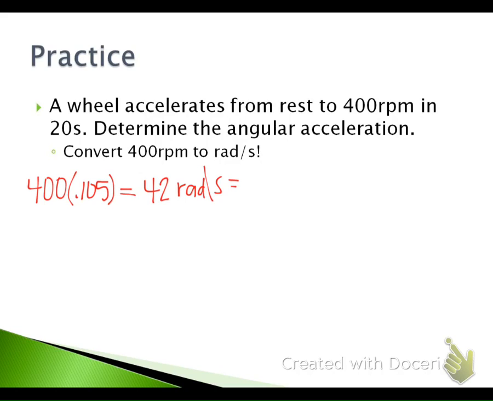What variable will this number go with? What variable should it be? Yeah, the little W looking thing, the omega. Is it going to be our final or our initial? Final. So when it's our final, we leave it off. That means that our initial is what? Yeah, 0, because it starts from rest. Good. And we know our time here is 20 seconds.